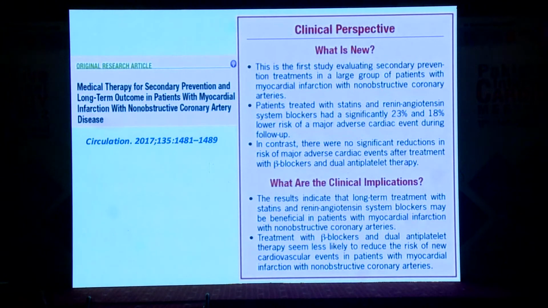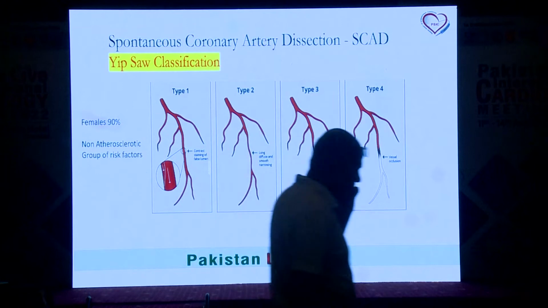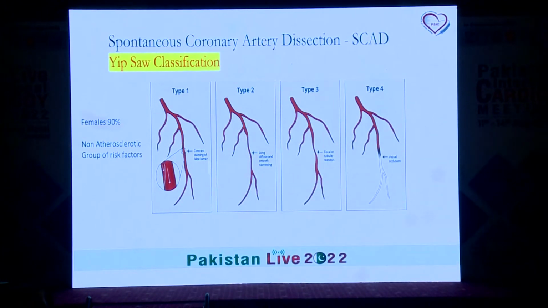By medications, giving dual antiplatelet and giving them beta blockers does not result in better outcomes. But giving them ACE, ARBs inhibition is definitely the way to go, and statins also play a good role in these patients. My second part is the spontaneous coronary artery dissection, and by Yip classification, the type 1 is what we are seeing is normally a small filling defect that is seen.